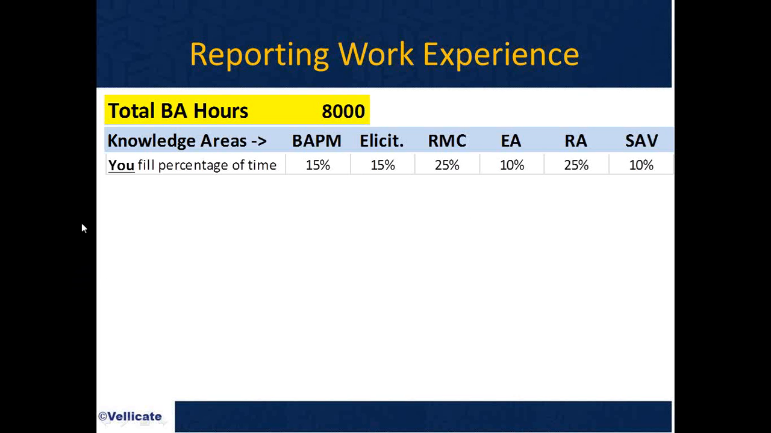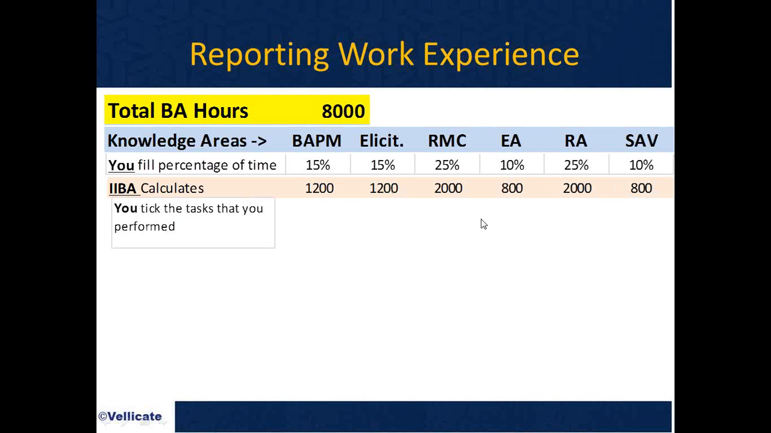What IIBA does is calculate, using these percentages, the number of hours. They will calculate that 15% of 8,000 is 1,200 hours, 25% of 8,000 is 2,000 hours, 10% of 8,000 is 800 hours, and so on. They will calculate this at the back end. You will have to provide the percentage.